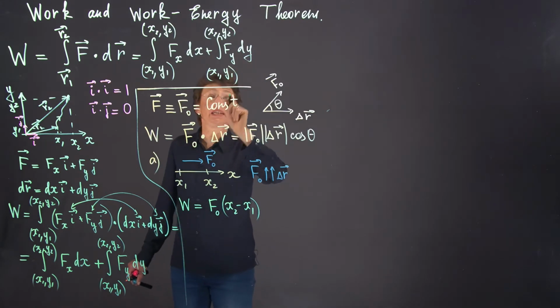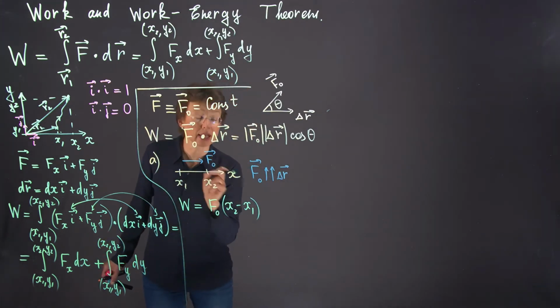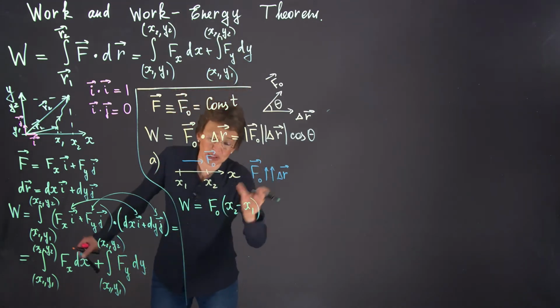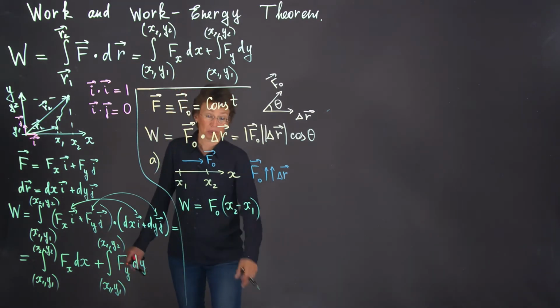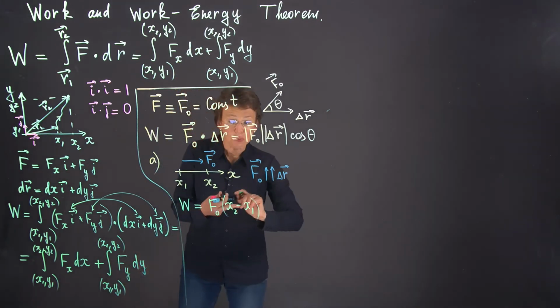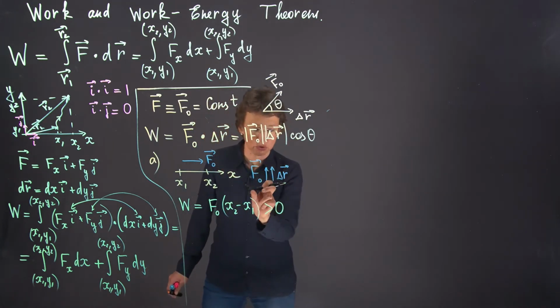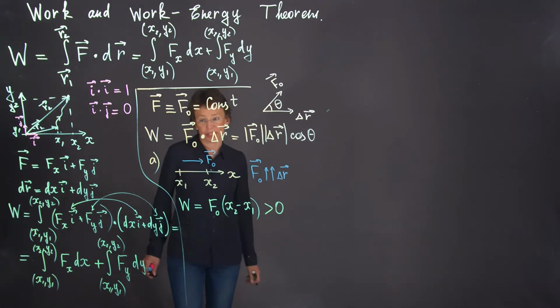Second part of the integral, Fy. Fy is 0. The force is along x. So that part of the integral is 0. And yes, of course, we got the same answer from our general formula that always works. I want to emphasize that this work is positive. So force is in the same direction as the displacement and work is positive.